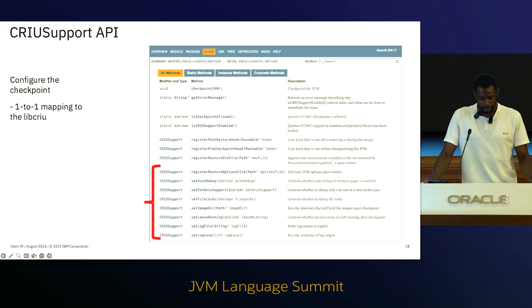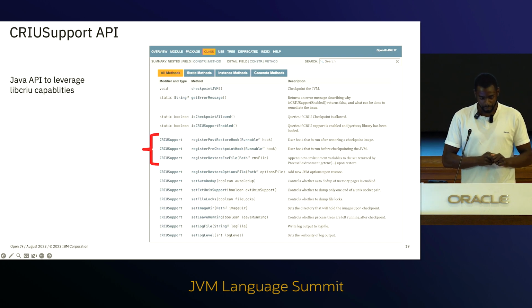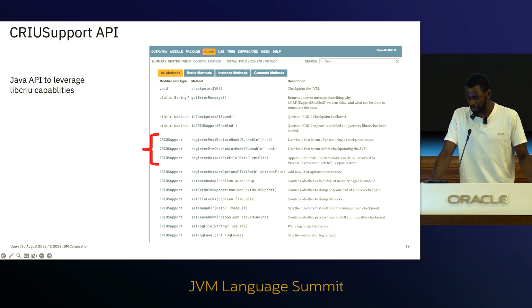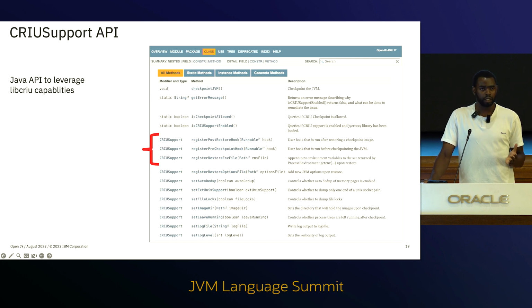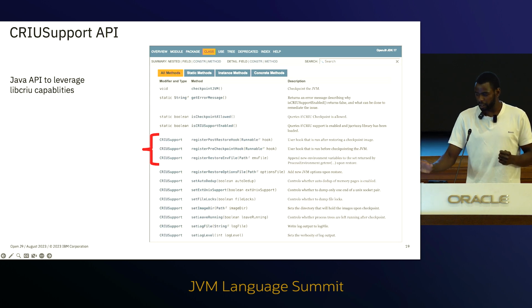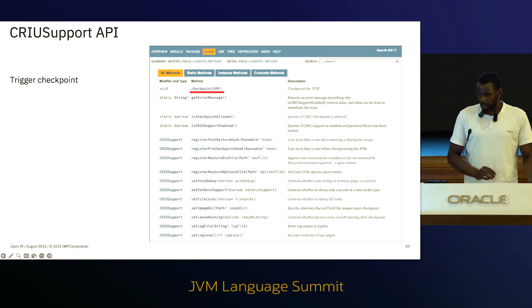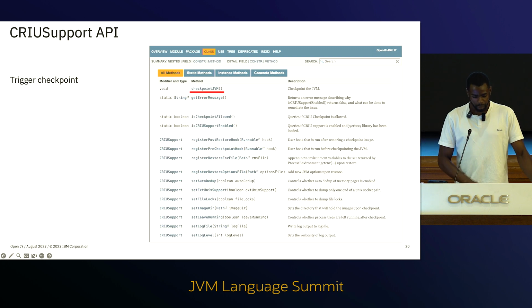At the bottom, these methods modify how the checkpoint is taken. For the most part, they're a one-to-one mapping with the CRIU API. In the middle, these are methods to leverage JVM support for things like hooks, etc. This is where most of the challenge is, and consequently, this is where we've spent most of our development time. Getting this right is really the key to making this approach successful, and I'll go over this in more detail later. And then at the top is checkpointJVM, and that's how a checkpoint is initiated.